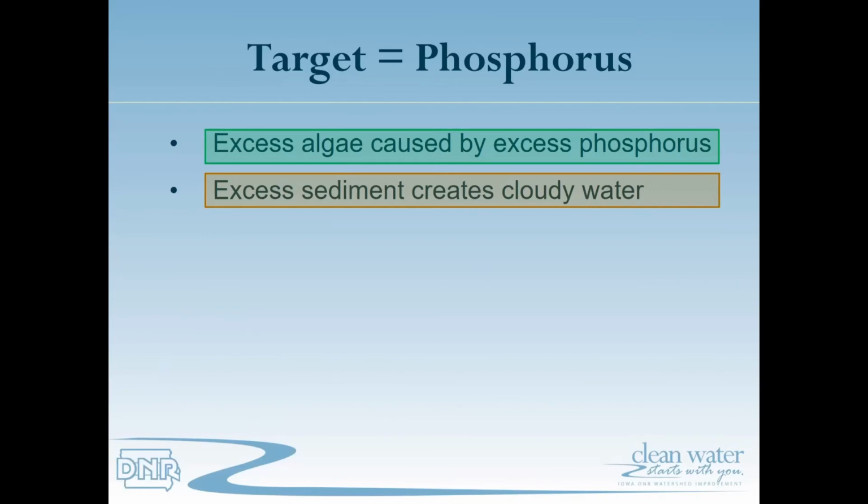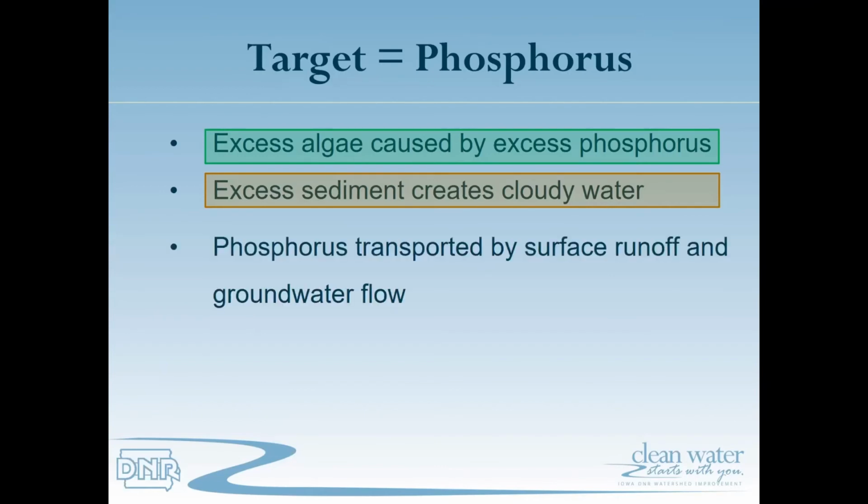And also phosphorus, when it binds to small soil particles, can create cloudy water because of the excess sediment that also has bound phosphorus to it. So phosphorus is transported by surface runoff and groundwater flow to the lake, causing those two issues. So what we're going to want to do in just really quick terms would be to reduce sediment runoff into the lake to reduce our target of phosphorus.